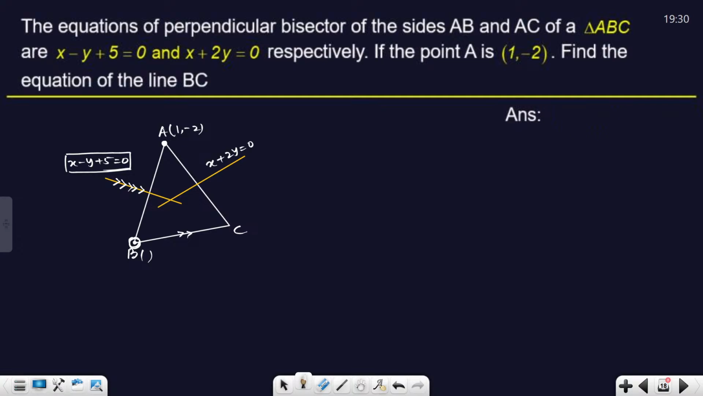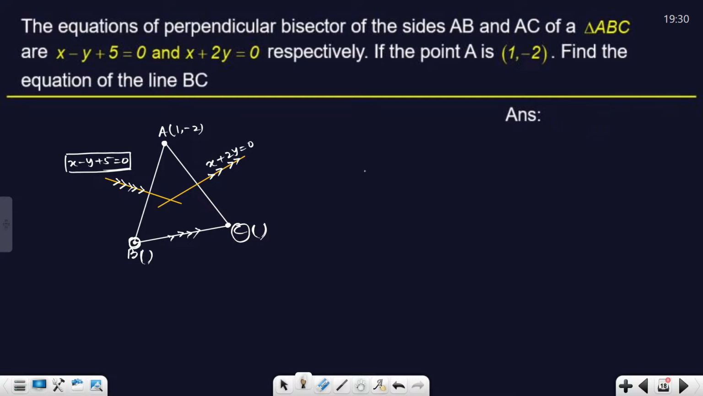Similarly, since this line is the perpendicular bisector of the line joining the points A and C, C is basically the image of point A with respect to the line mirror x plus 2y equals 0. Is it clear? So by using the formula, we can find out the coordinate of C. Now you know the coordinate of B and you know the coordinate of C. So you can easily find out, by using the 2-point form, the equation of BC. That's it.